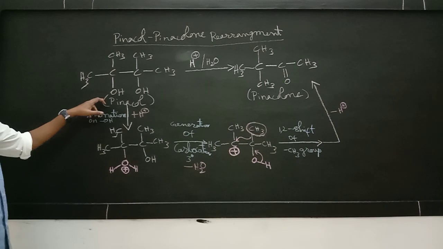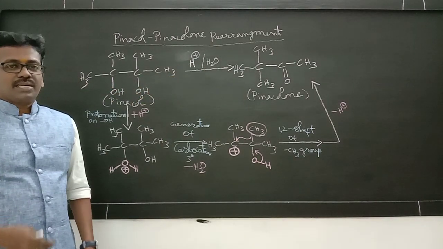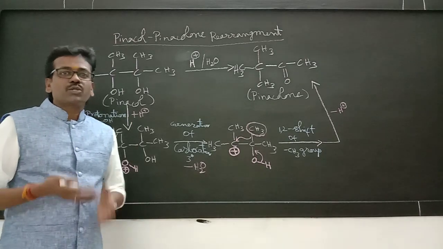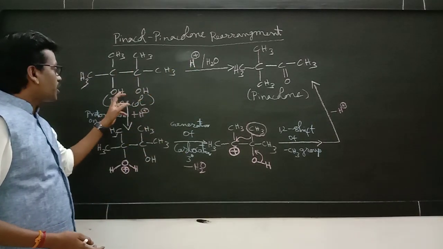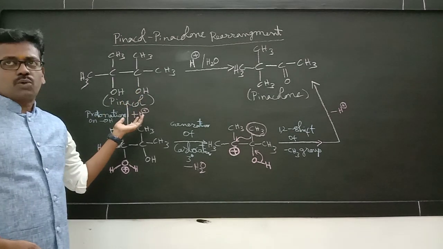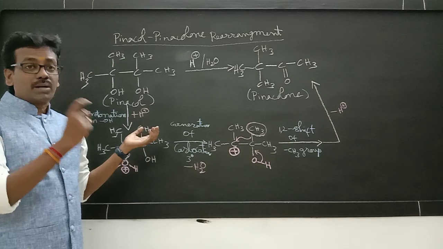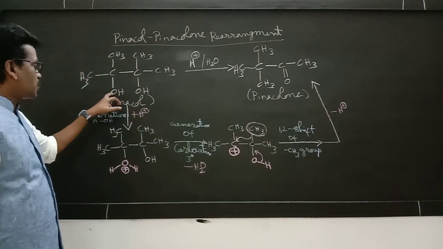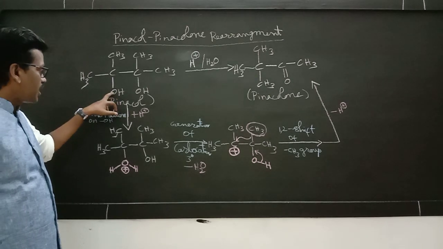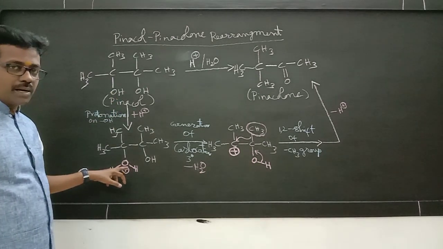In the first step, what is the role of H plus, that is mineral acid? It will donate the H plus ion to the reaction medium. So that H plus protonates any one of these OH groups, because the acidic condition should be maintained by taking only 1 mole of acid. So the first OH group is protonated, which results in the formation of an oxonium ion.